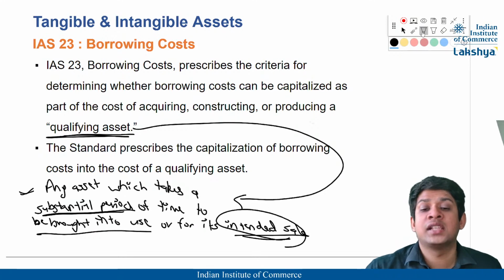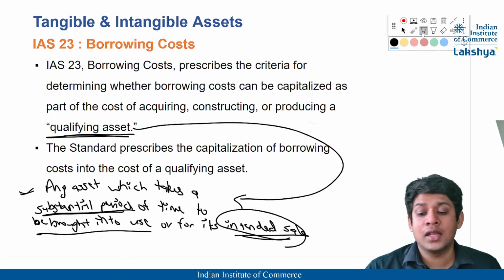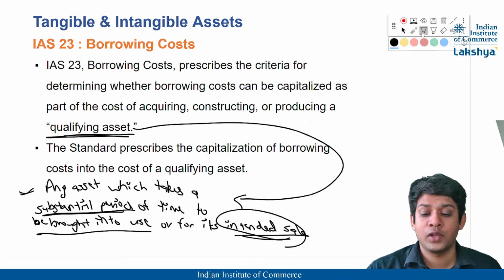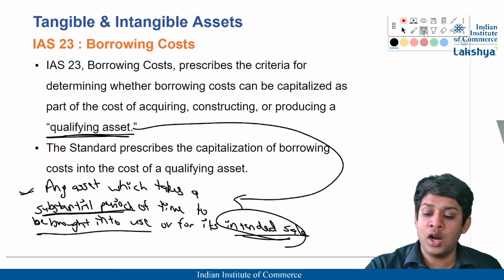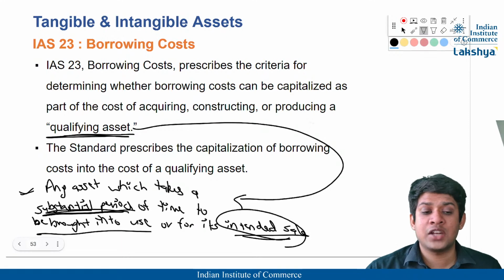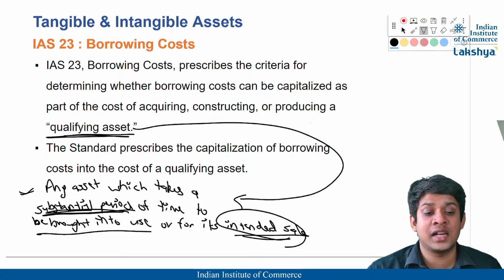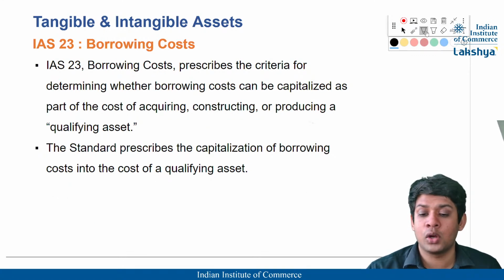I am constructing a building, it takes a substantial period of time to construct it, and thus only for that construction of the building, if I am taking a loan, the interest that I am paying on that loan can be capitalized as borrowing cost. Now guys, under this criteria, the word substantial period means what? Substantial is a word which is not defined anywhere under IS 23, but you can say substantial period means something which takes more than 1 year to be prepared. So any asset which takes more than 1 year to be constructed, the interest expense that I'm incurring on that asset can be capitalized onto the value of that asset.